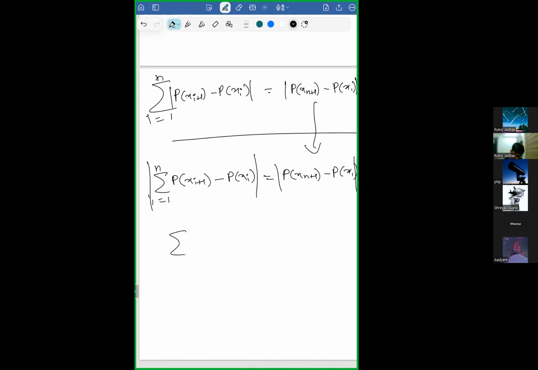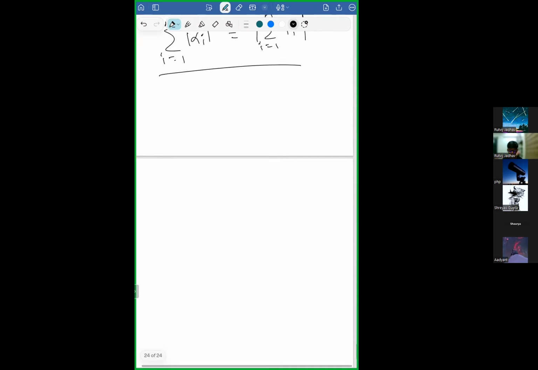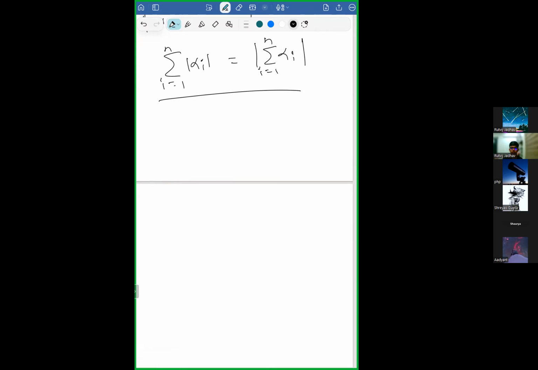Basically, we have the summation of mod alpha i equals mod of the summation of alpha i, i from 1 to n. This is the triangle inequality. I hope everyone is familiar with this. So in the triangle inequality, when does the equality hold? Here we have got the equality case.